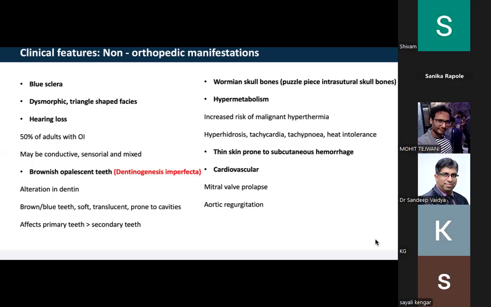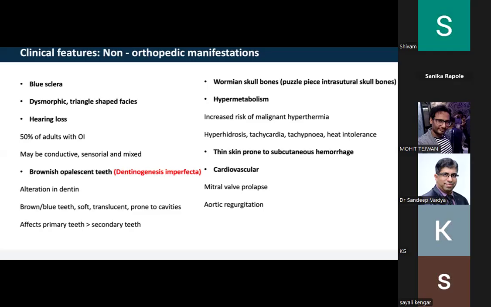They generally have hypermetabolism or heat intolerance. This is a very important anesthetic risk because the anesthetist has to counsel the patient about the risk of malignant hyperthermia in these patients. And we have to screen them cardiac-wise also because they are known to have mitral valve prolapse and, less commonly, aortic regurgitation, but they are clinically relevant.